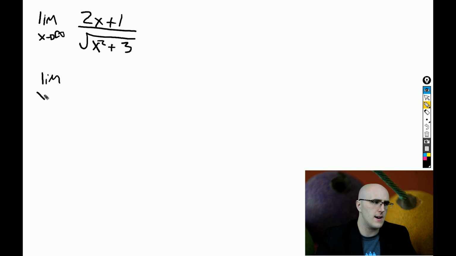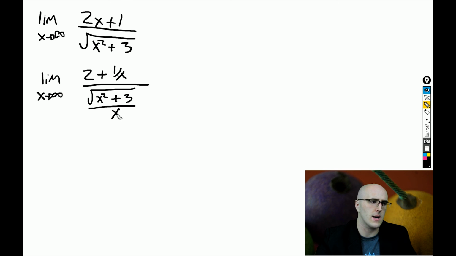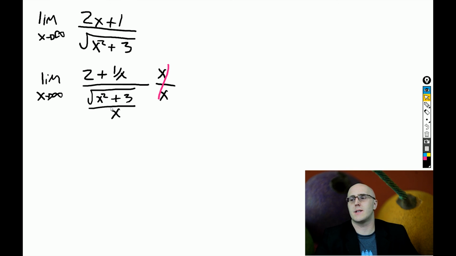The limit as x approaches infinity of 2 plus 1 over x, divided by the square root of x squared plus 3, all of that over x. And we factored out an x and an x. The x's cancel. And what we're left with is this. Well, this denominator is still pretty crazy. We need to do a trick here as well.